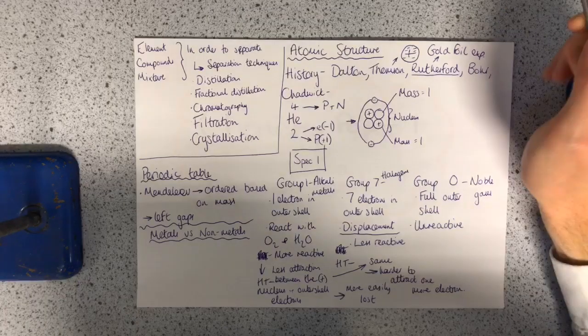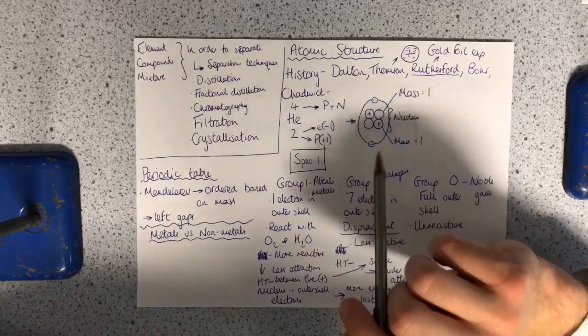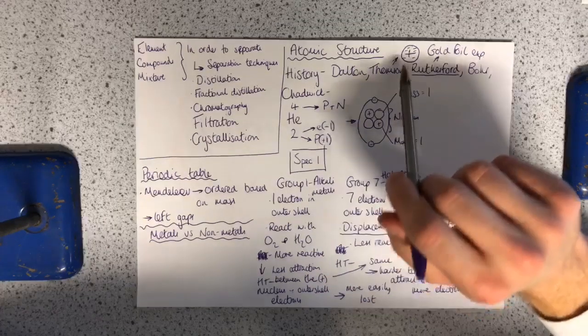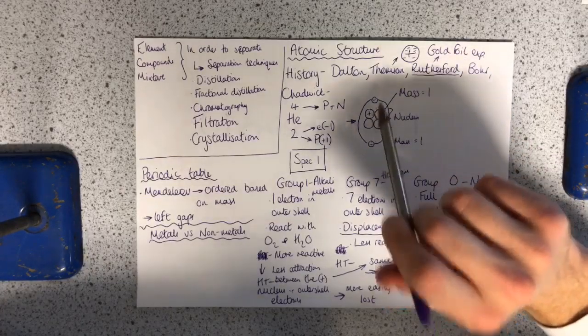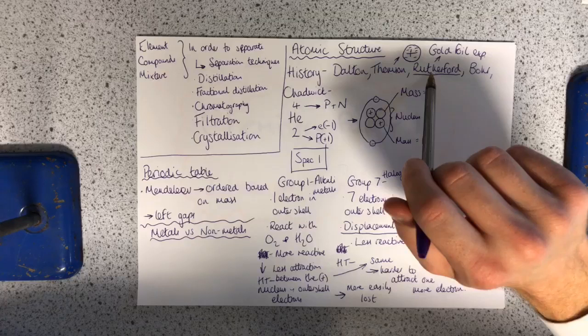Up here, we went through the different scientists and the names. So Dalton said atoms can't be broken down. Thomson came up with the plum pudding model and discovered electrons. Rutherford is the only one of the 5 that you need to remember what he did.